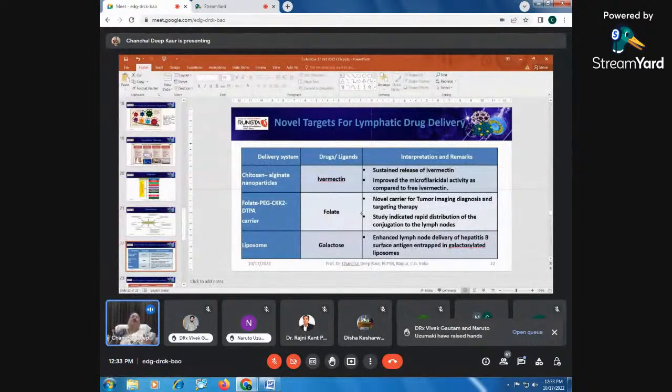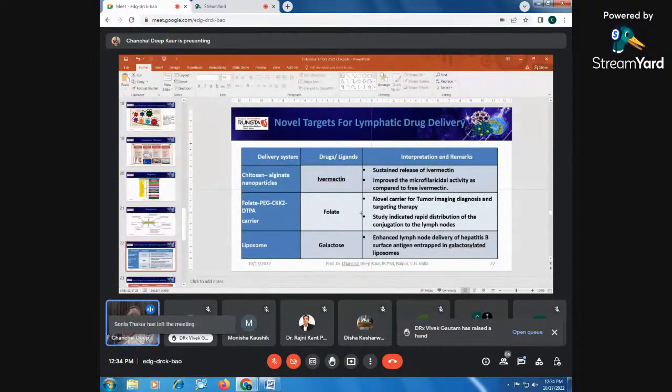Now, I have just prepared 2 to 3 slides to show how novel carriers could be used for lymphatic drug delivery systems. And these are works which have already been done by some scientists. Okay. So first is chitosan alginate nanoparticles. So you can see here, they have prepared nanoparticles using chitosan and alginate, and the drug used is ivermectin. This is prepared for ivermectin so that for a longer duration, the drug is slowly released in the systemic circulation. And by using these novel systems, improved microfilaricidal activity was achieved as compared to the conventional free drug, or as compared to plain ivermectin.